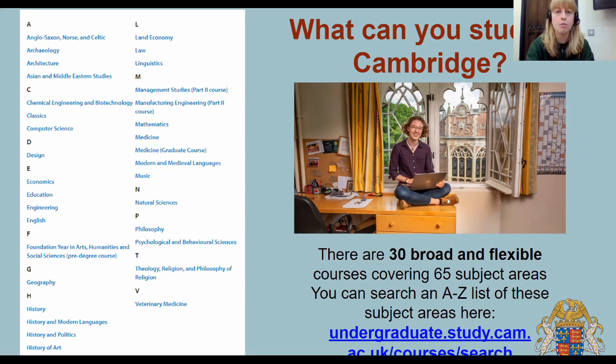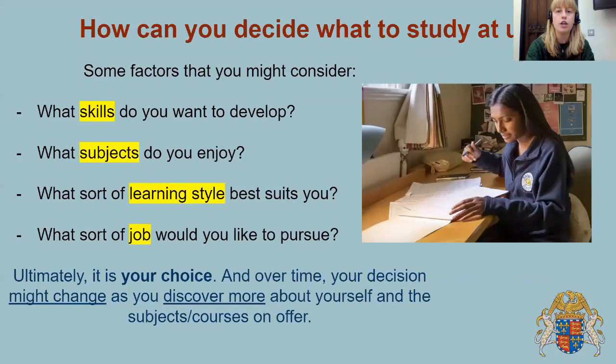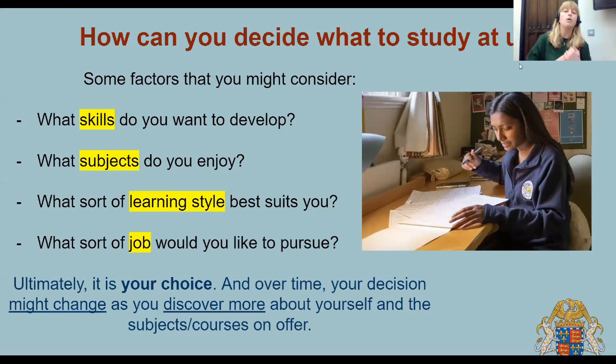Okay, so moving on, how can you decide what to study at university? These are just some suggestions of some factors you might consider. What skills do you want to develop? And that links to what sort of learning style best suits you. Are you looking at analytical skills? Are those more mathematical based, or are those more textual based? Those are the sorts of things by learning style and skills. It's completely personal to you.